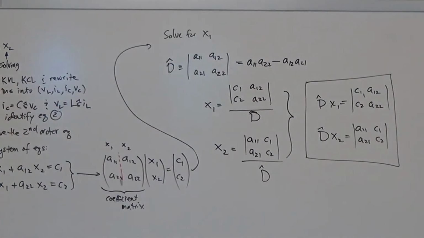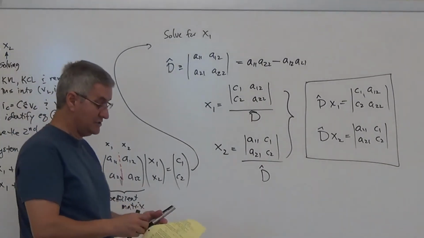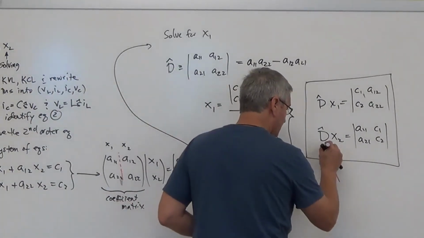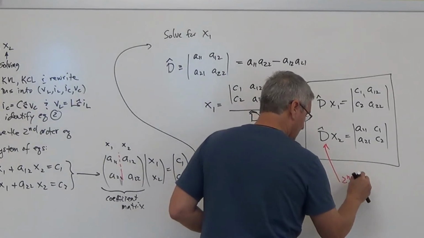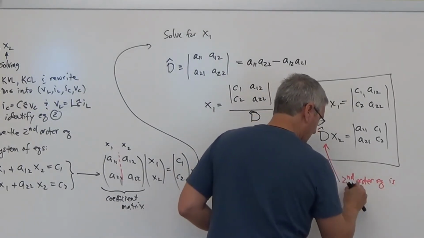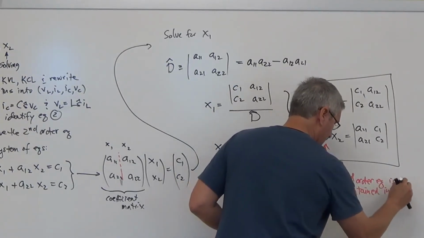Yes? Why can I not row reduce the first matrix you set up? They're variables in the elements. This guy right here? Yeah, there are variables. In fact, what I was just about to say here is that the second order equation is contained in there.